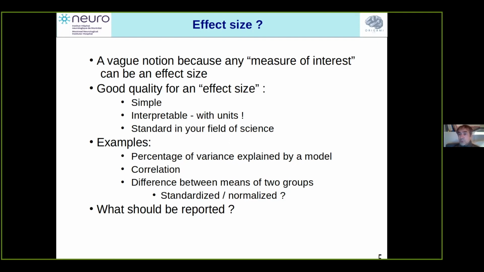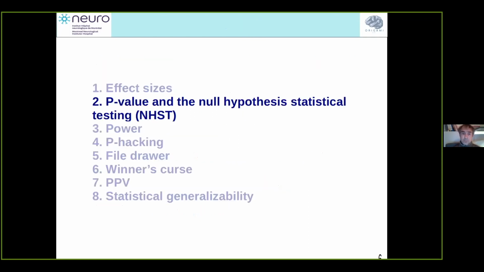What should be reported? Basically as much as we can and as much as it makes sense without overwhelming the reader, but making sure that we report the whole measurements and the whole data, and the means, but also the standard deviation and so on, not only the p-values.